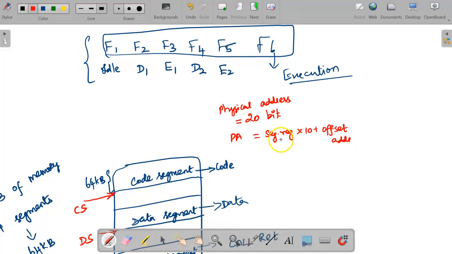So segment registers, as we have discussed now, what are the segment registers available? 4 segment registers are available: CS, DS, ES and SS. Offset address, similarly we require other registers. So the offset address may be IP, SP, BP, SI, DI, or BX register also, right? So the offset address is given by these registers.